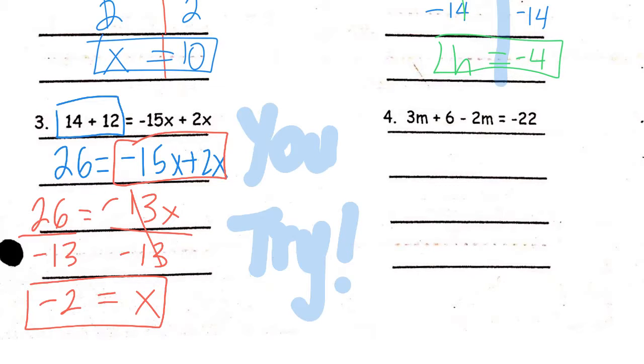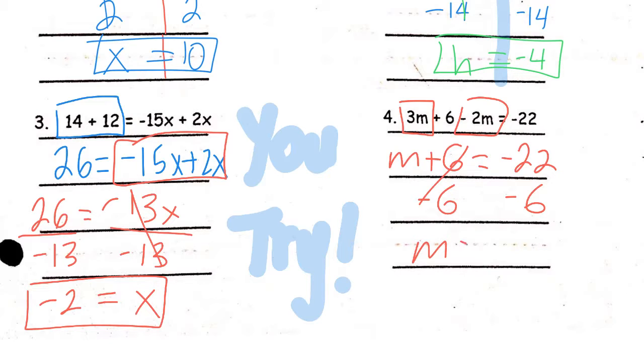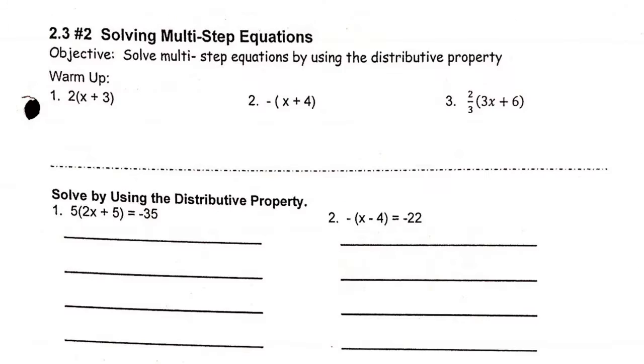And over here for number 4, we're going to combine like terms. We'd have 3m and negative 2m. So we'd have m plus 6 is equal to negative 22. Subtract 6 from both sides, and m is equal to negative 28. Alrighty, let's go ahead and check the next page.